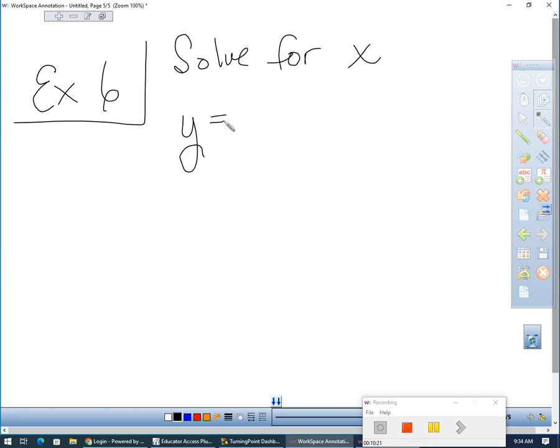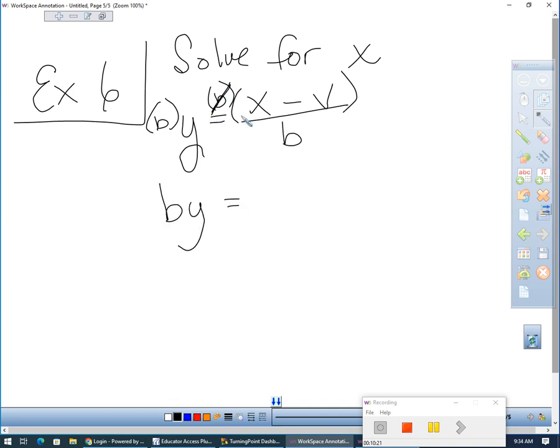Y equals x minus v divided by b. All right, so this time we have a fraction, don't we? So we have to clear the fraction, which means we multiply by the common denominator of b. So we're going to multiply this side by b. Remember this, I'm going to multiply this side by b. This side is by. On this side, my b's cancel, and I have x minus v.